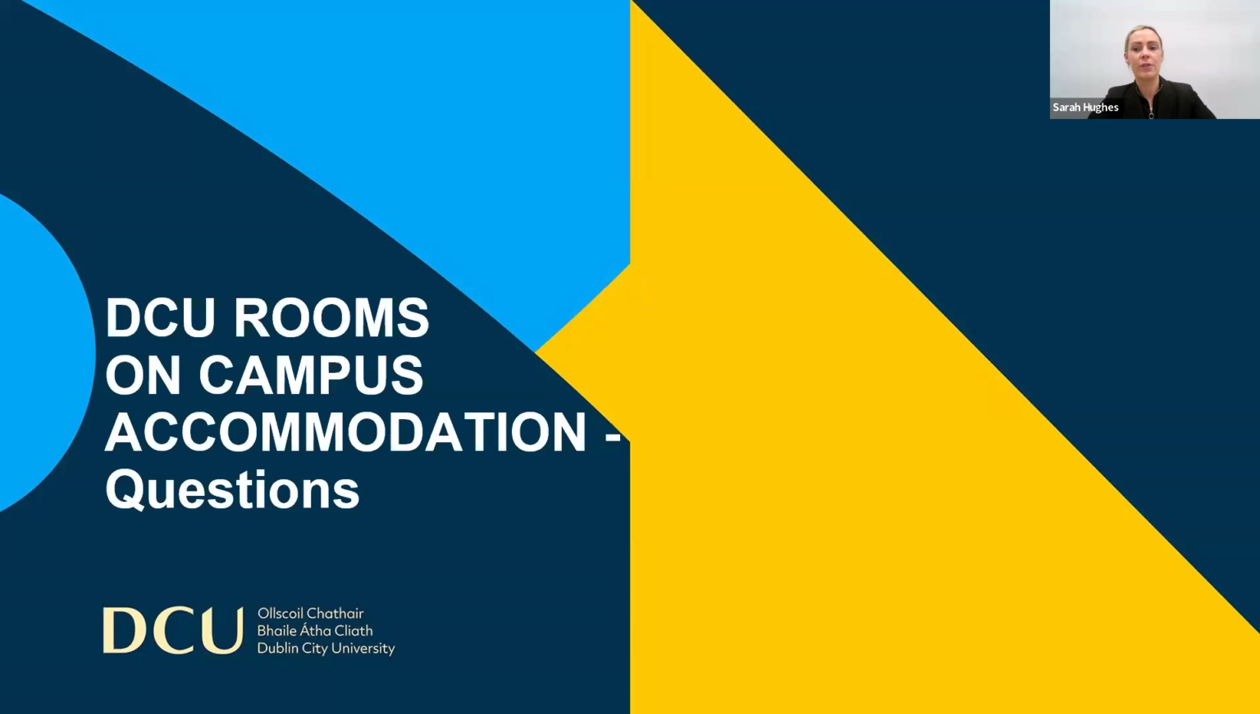For example, we run a general lottery, so it's not based on scholarships or disabilities or anything like that. You would need to speak to those specific offices in DCU. For example, the DARE office, where you'd make an application if you need to live on campus based on medical grounds.